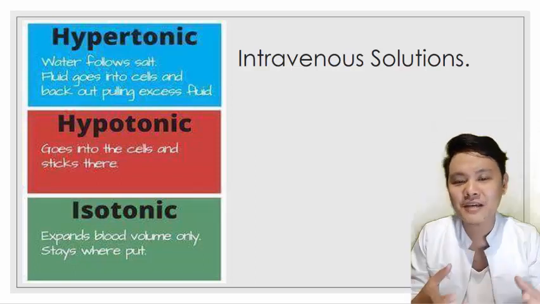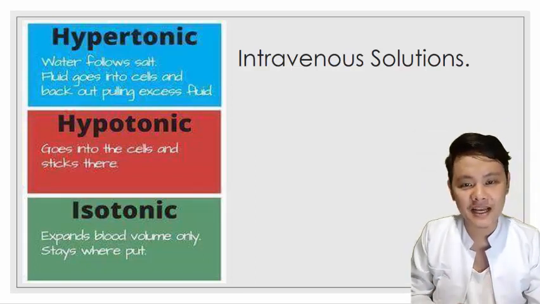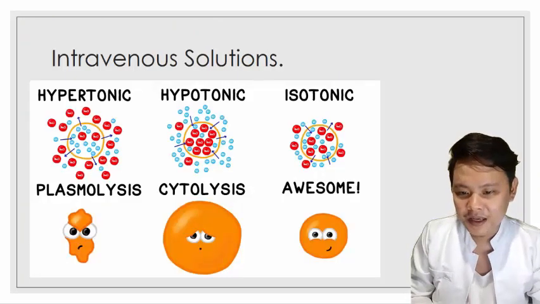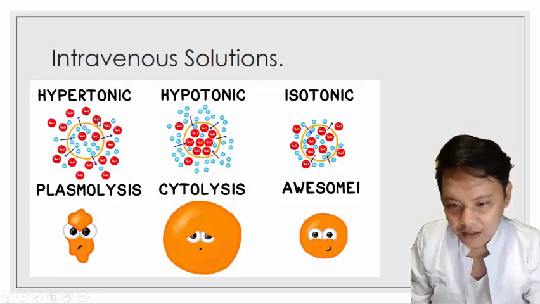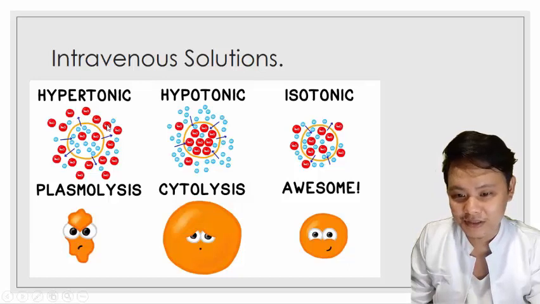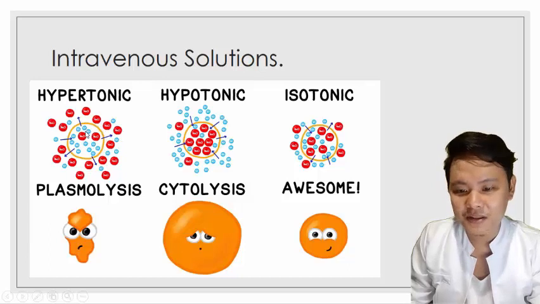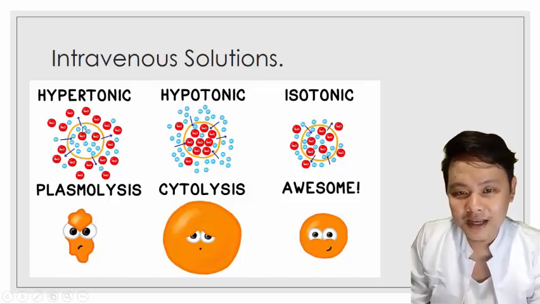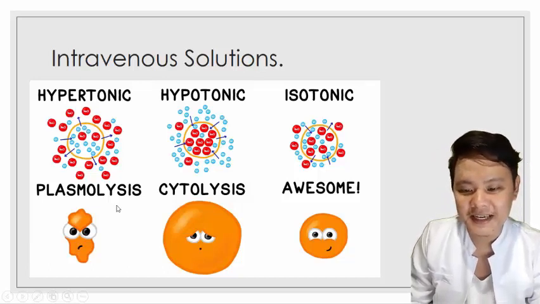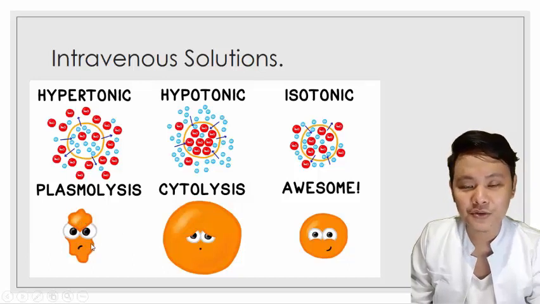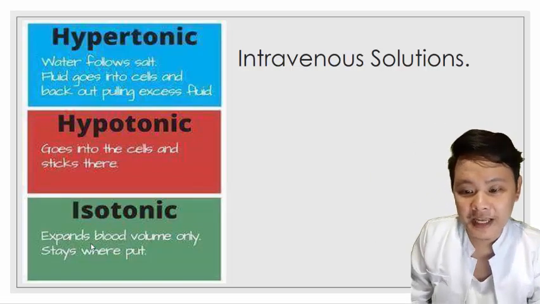So, kung hypertonic ibibigay natin kay pasyente, what do you think might happen doon sa cell niya? Let's try to look at this picture here. Sa hypertonic, as you can see, those red dots are sodium chloride or salt. Then the blue ones are water. So, since mas marami ang solute kaysa sa water, ano pwede mangyari? Salt attracts water. So, yung water nandun sa loob ng cell, lumabas. So, ano nangyari kay cell? Plasmolysis. Pumayat or nagkaroon ng shrink. Nag-shrink po siya.